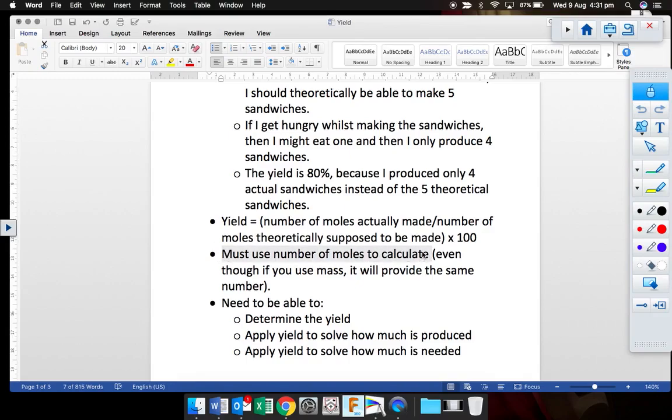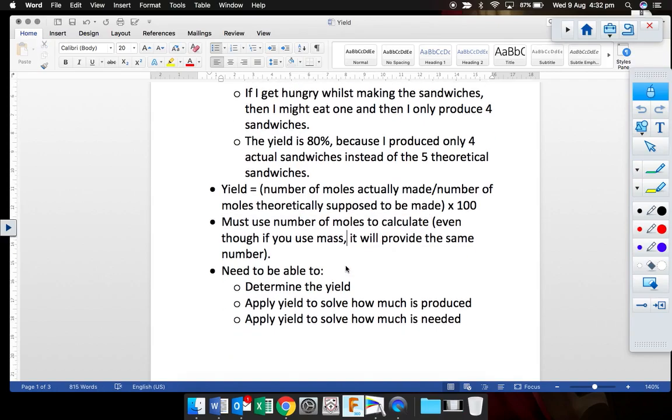Technically, you could do yield in terms of anything that's theoretical and actual, like mass or concentration or pressure, but you need to calculate it using number of moles because you will have marks taken off if you do not. Mathematically, you can use other things, but chemically, you must use number of moles when you're talking about yield.